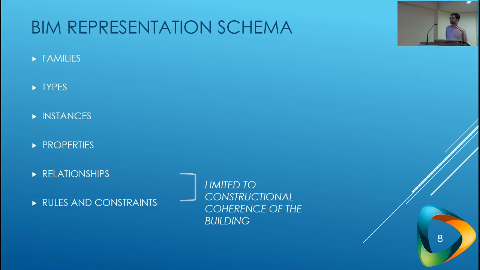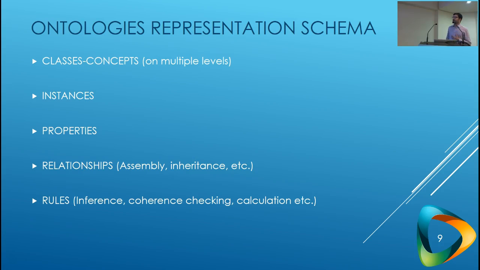Then we have relationships and the rules and constraints. If we just look at BIM software, usually those relationships and the rules and constraints are very limited to the constructional coherence of the building. So we have the assembly relations, then we have some coherence checking regarding differences between floors and so on. On the other side, the ontology representation schema is quite a lot more flexible.